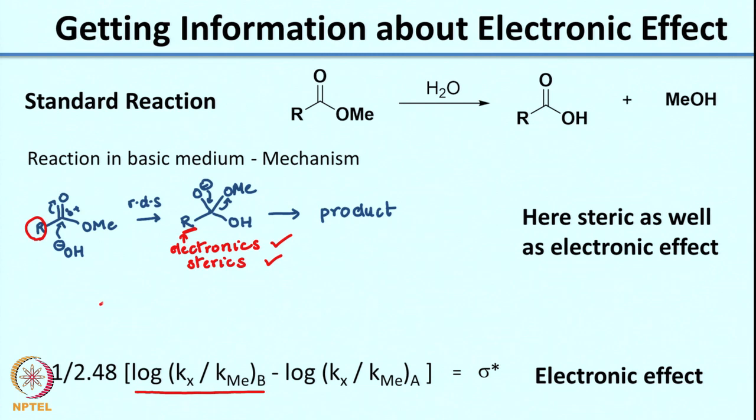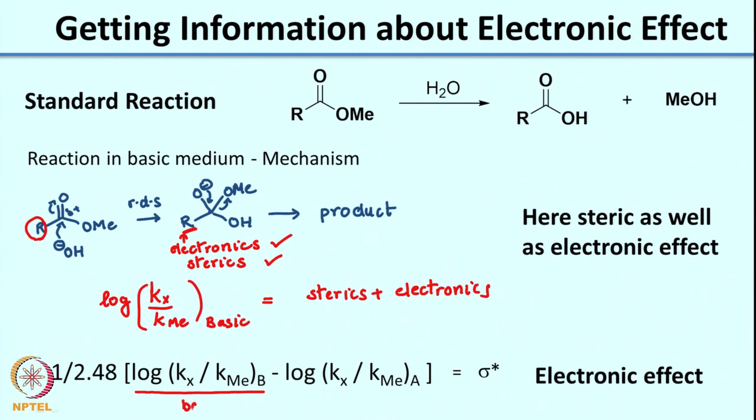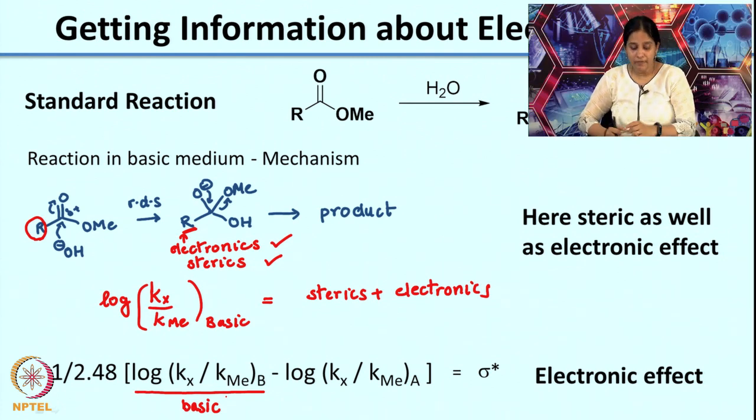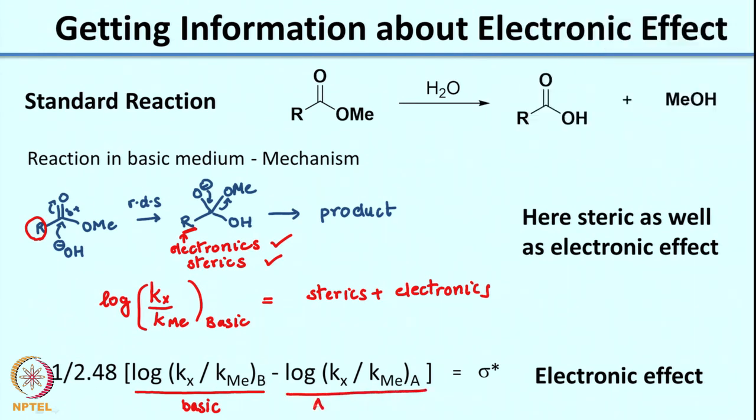So for the reaction above, in basic medium, if I do log of this, it will give me sterics plus electronics. So this is in basic medium. So the first term you get from the reaction which is shown on the screen in front of you, where you talk about the reaction happening in basic medium. The second term here after the minus is for the reaction under acidic conditions. So this deals with only sterics, and this deals with sterics plus electronics.